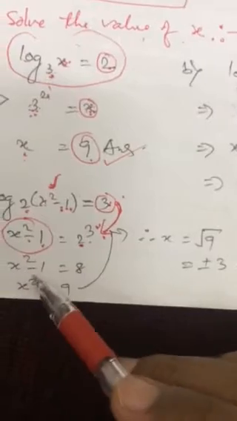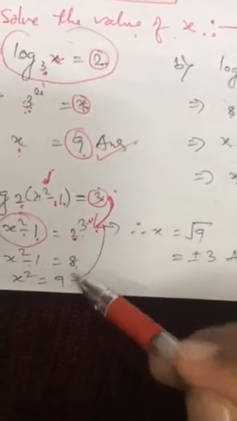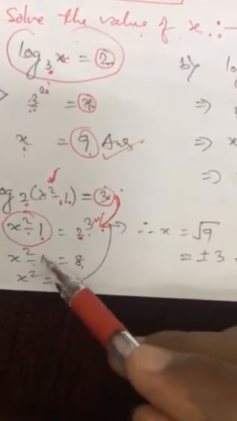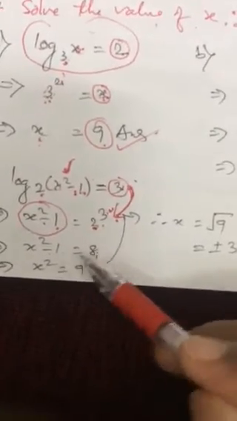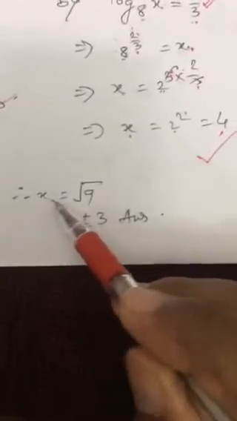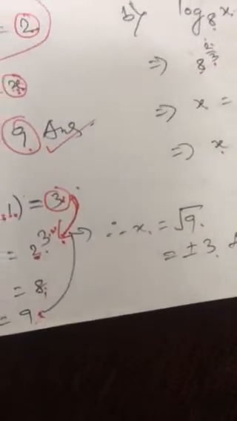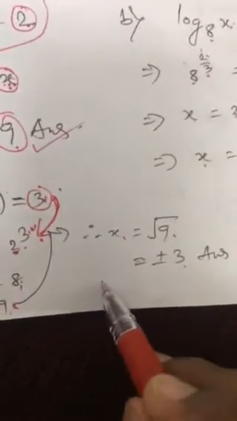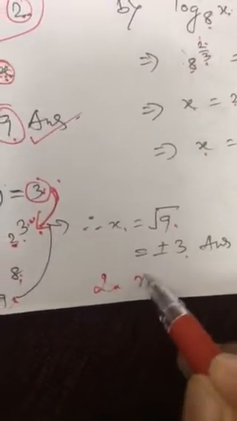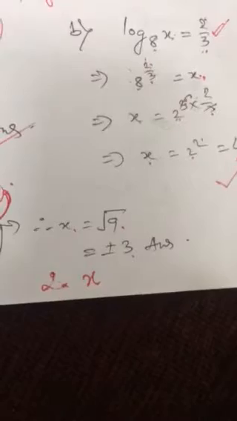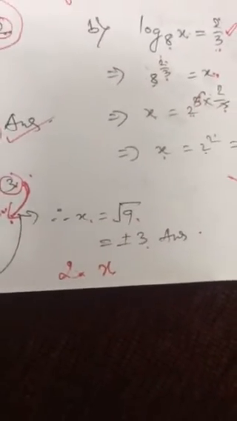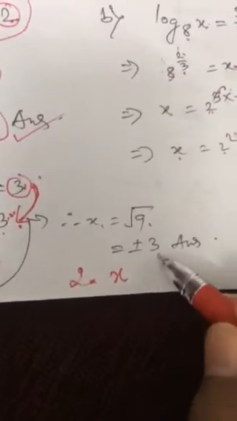After that, x squared minus 1 equals 2 to the power 3, which is 8. Transposing the 1 to this side, x squared equals 8 plus 1, which is 9. So x equals the square root of 9, so it is plus or minus 3. The value of x is 3. I have already told you log cannot be negative. We cannot find the log of negative numbers, so the value cannot be negative.